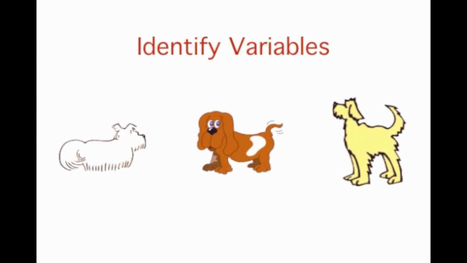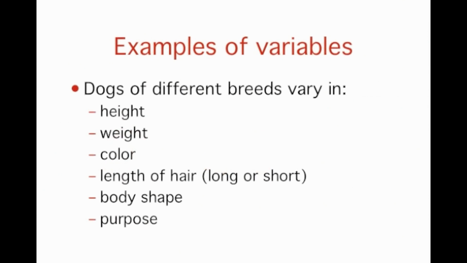Here you can see 3 dogs of different breeds. Can you think of ways in which these 3 dogs vary? In other words, can you think of some properties or characteristics of these dogs that can take on different values or amounts? These 3 dogs vary in height, weight, color, length of hair, body shape, purpose for which they were bred, and so forth.